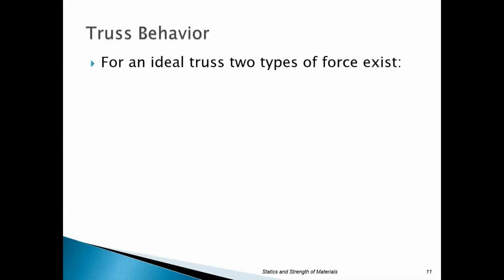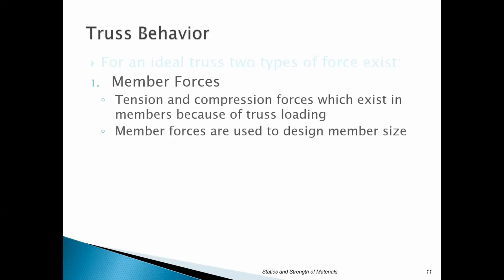Okay. So again, for this ideal truss concept, you have two forces that exist, what are called member forces and joint forces. So member forces exist as either tension and compression due to the loading. Again, due to the loading, not the self-weight of the member. The reality is that the member would be putting some of that into the other members, but again, we're going to ignore that.